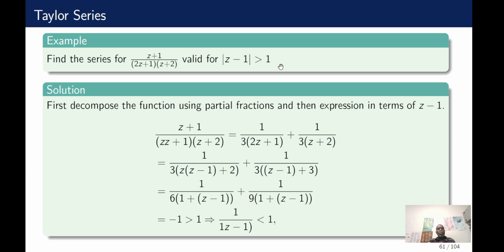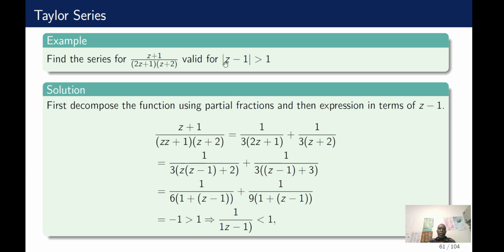So how do you do this kind of series? What you do is decompose this into partial fractions. Decomposing this into partial fractions, there is a 2 there. Then you are going to have 1 over 3 times (2z plus 1) plus 1 over 3. So that is the decomposition.